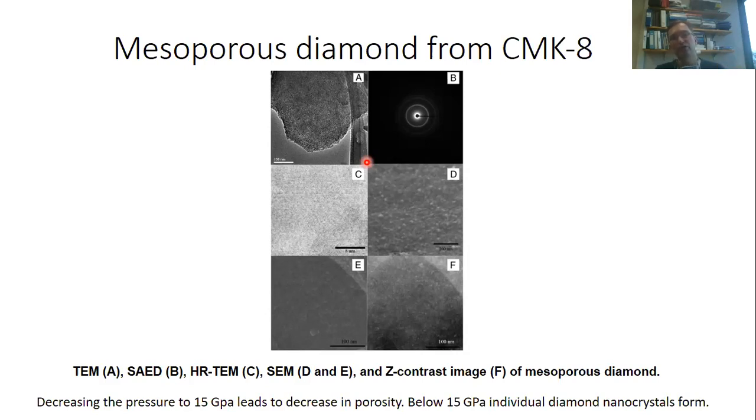So the interpretation of this is that the high pressure is sufficient to trigger the nucleation of small diamond nanoparticles, but due to relatively mild temperature conditions and the relatively small reaction time, these diamond nanoparticles sinter together only very ineffectively, okay, leaving a fairly significant pore space in between these diamond nanoparticles.